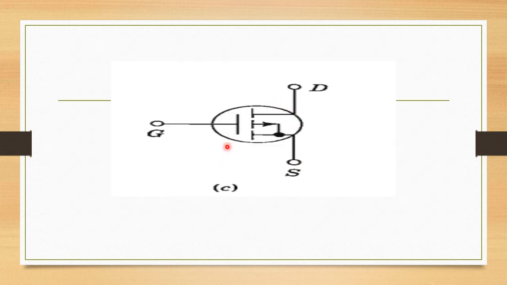This is the circuit symbol: gate, drain and source. Here there is a breakage in the line between the regions, and this is the section where the substrate is connected, internally connected to the source, and this is a 3-terminal figure.